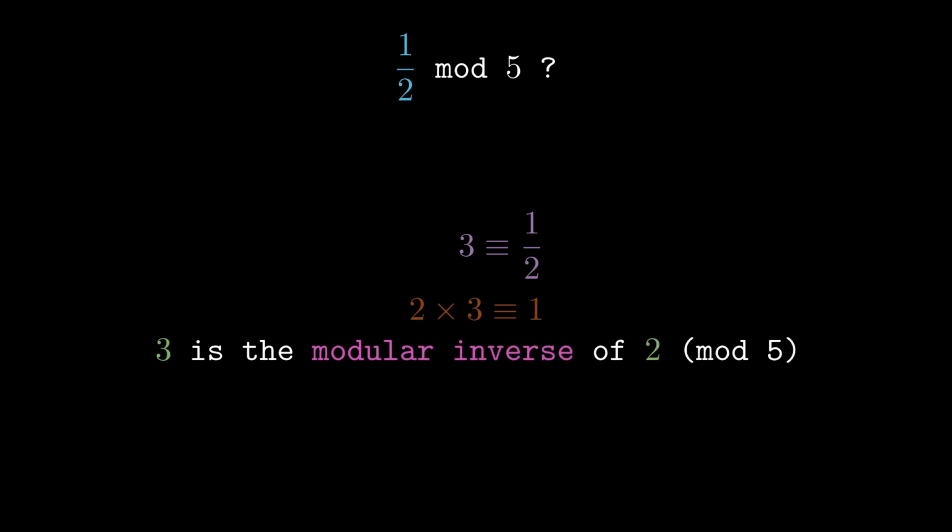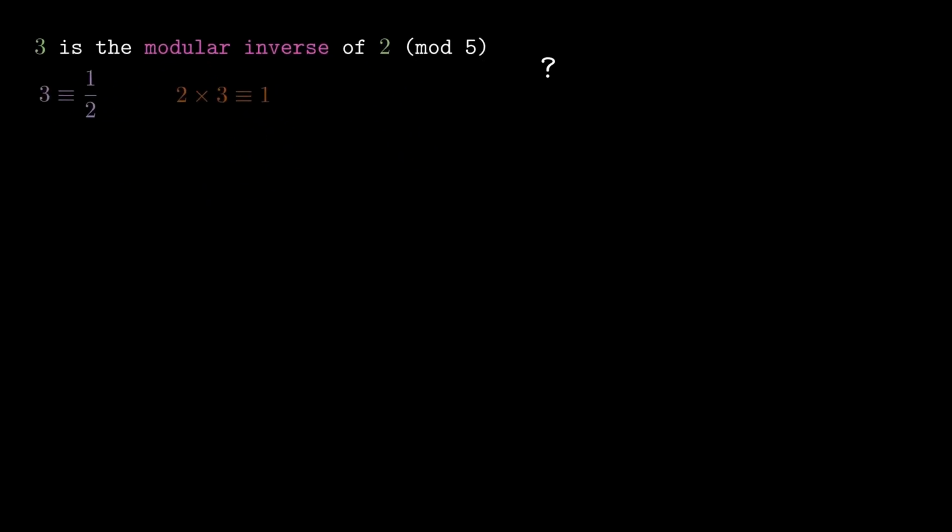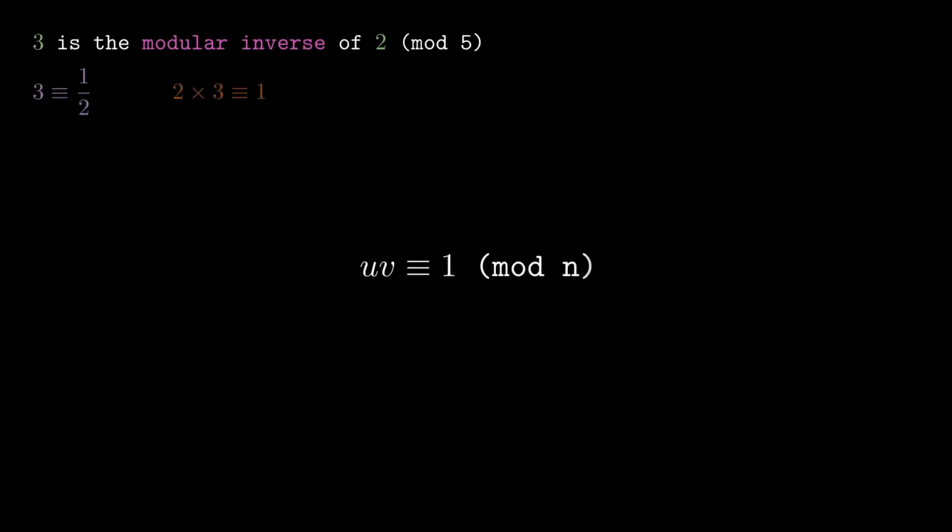Since 2 times 3 is congruent to 1 mod 5, we call 3 the modular multiplicative inverse of 2 mod 5, or modular inverse for short, just like how we would call 0.5 the multiplicative inverse of 2 in the real numbers. So more generally, if u times v is congruent to 1 mod n, then u and v are modular inverses of each other. I encourage you to pause and try this idea with some more examples.